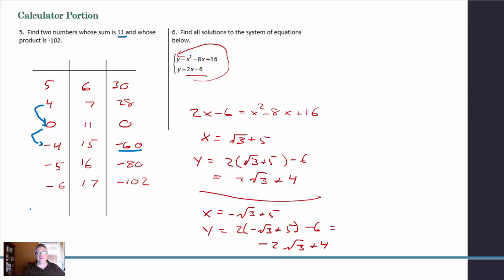And if you go to the very next one, you get the winning pair. Negative 6 plus 17 is 11. Negative 6 times 17 is negative 102. So that's a powerful tool I want you to remember.